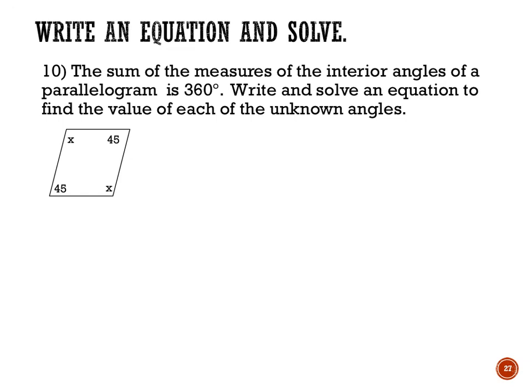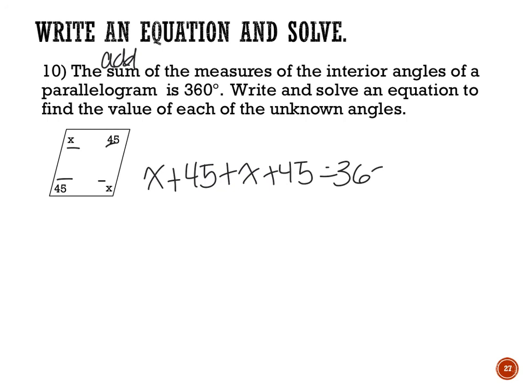Slide number 12, number 10. The sum of the measures of the interior angles of a parallelogram is 360 degrees. Write and solve an equation to find the value of each of the unknown angles. So all of these right here equals 360. To find the sum means you're going to add. So I'm going to add x plus 45 plus x plus 45 equals 360.